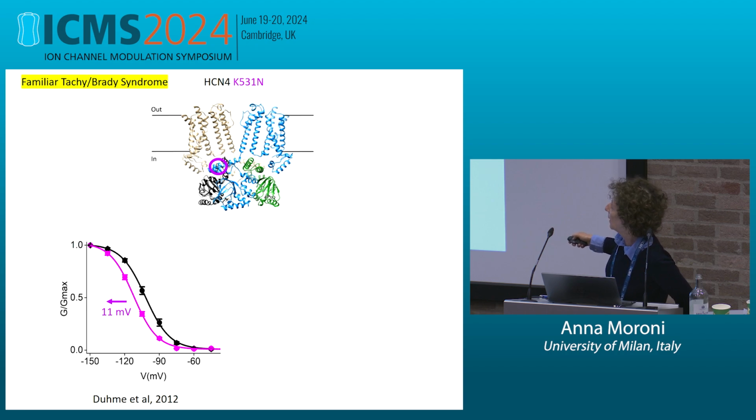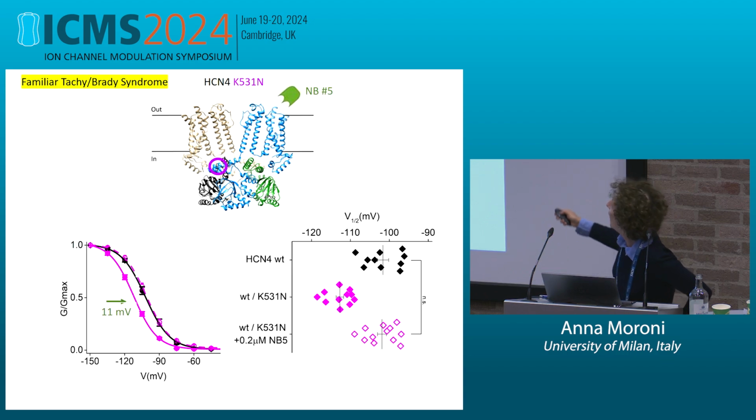This patient has a mutation in the C-linker of HCN4, this K2 asparagine, and it has a left shift of 11 millivolt of the activation curve. So it tends to be bradycardic. And when we add our nanobody 5 to the extracellular site, we can fully recover the position of the activation curve back to the control condition.